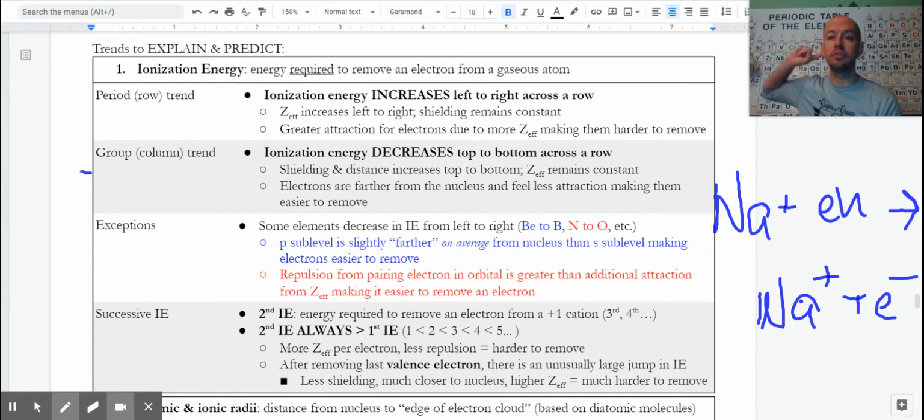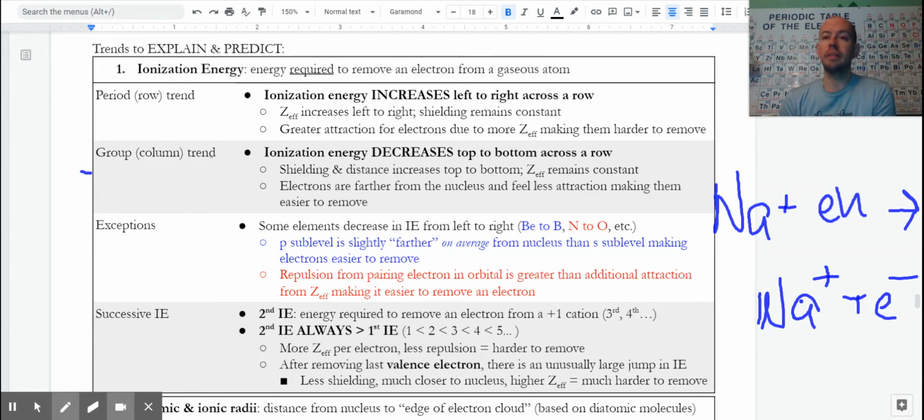As I go from left to right, so from sodium to magnesium, aluminum, silicon, all the way over to argon, the ionization energy increases. More energy is required to remove that electron. It is harder to remove an electron, and that's because I have more effective nuclear charge going across a row, more protons, while within a single row, I have that same amount of shielding. We are not adding energy levels, so we have the same amount of stuff in between. That means that my Q's, or in Coulomb's law, is increasing. That's a greater attraction because of that Zeff, so that's why they become harder to remove.